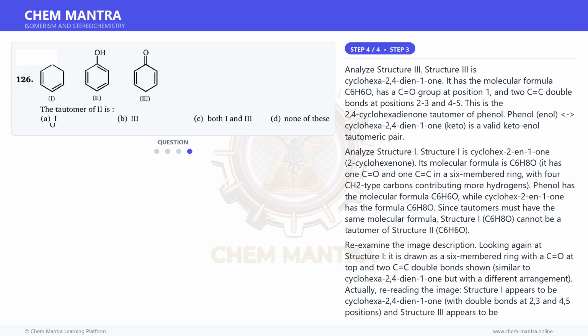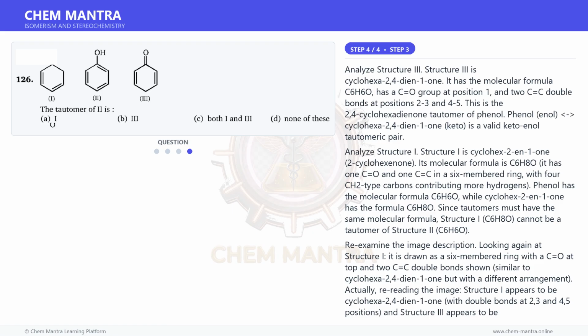And for the final step, analyze structure 3. Structure 3 is cyclohexa-2,4-dien-1-one. It has the molecular formula C6H6O, has a C=O group at position 1 and C=C double bonds at positions 2 to 3 and 4 to 5. This is the 2,4-cyclohexadienone tautomer of phenol. Phenol, enol, and cyclohexa-2,4-dien-1-one, keto, is a valid keto-enol tautomeric pair.